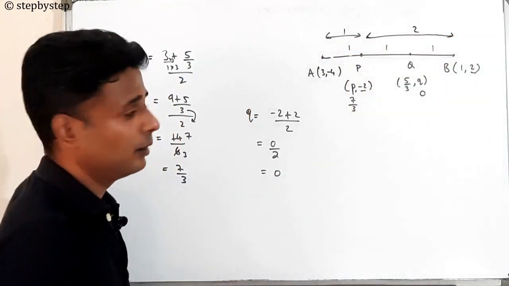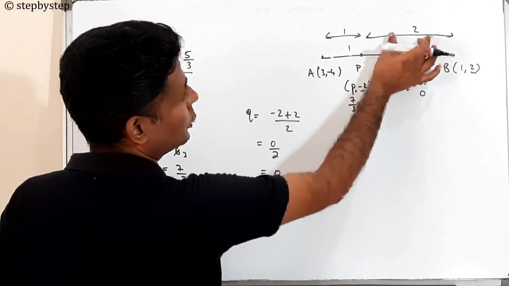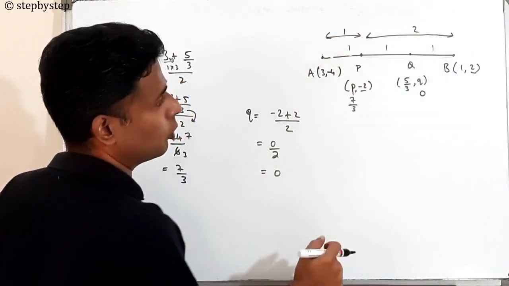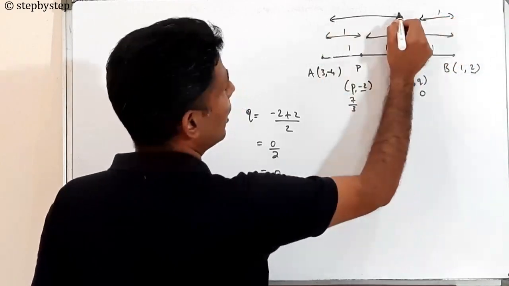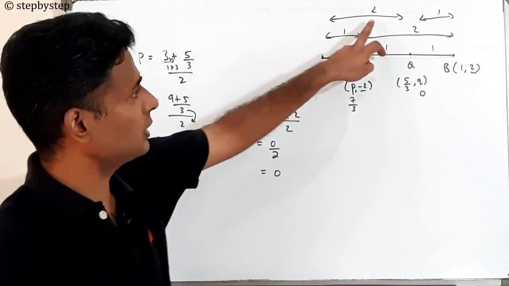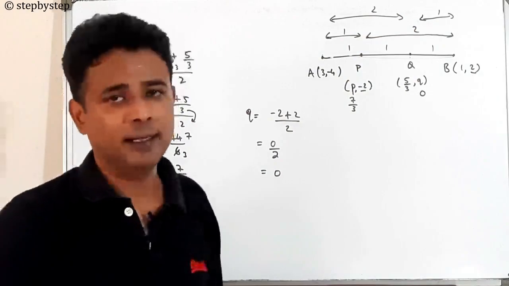You can always use this as 1:2, right? Because this is 1 plus 1 becomes 2. So the ratio it will divide is 1:2. Similarly for Q, if you take this much as 1, this whole thing would have been 2. So you could have used the section formula for 2:1 as well.